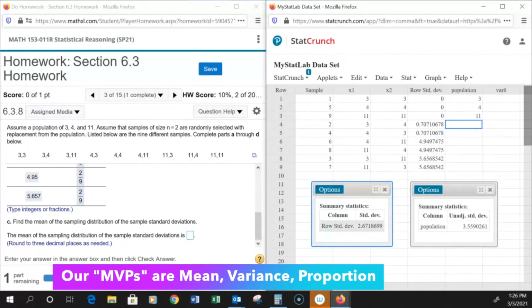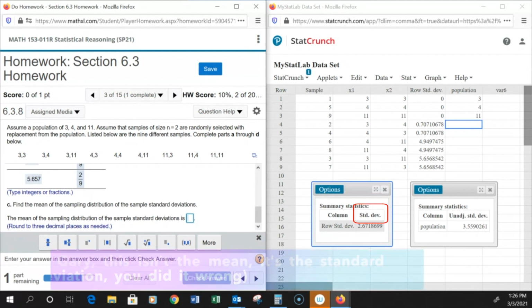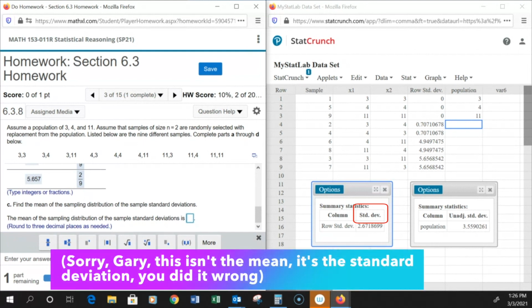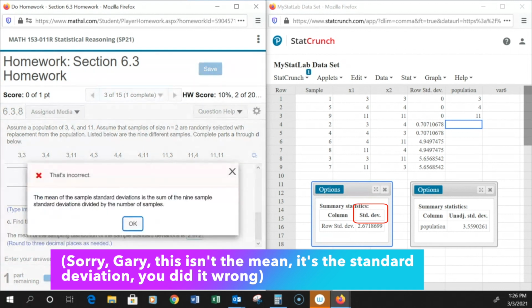This isn't one of those. This is a standard deviation. We don't expect it to come out the same, and it didn't. The mean was actually 2.672 after we round it.